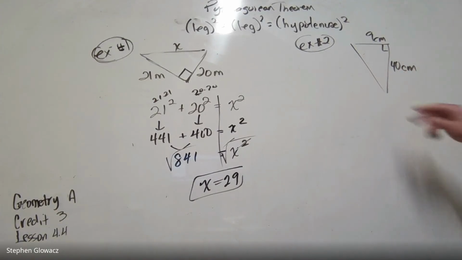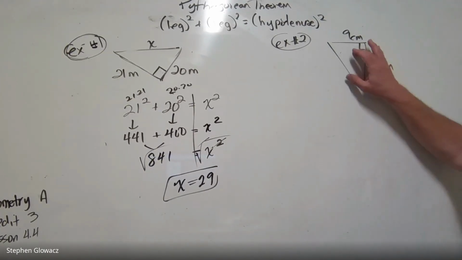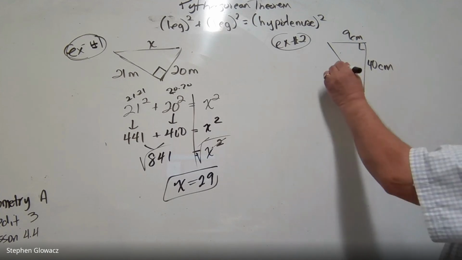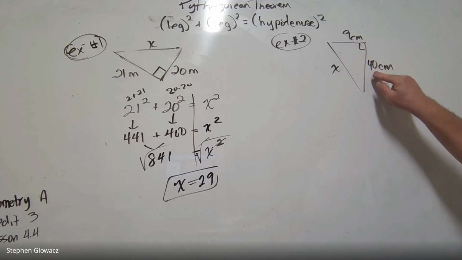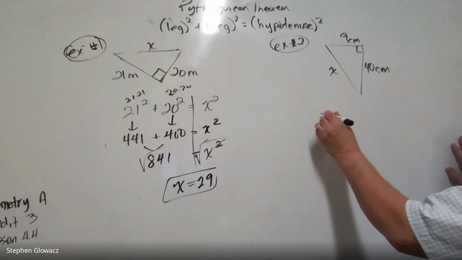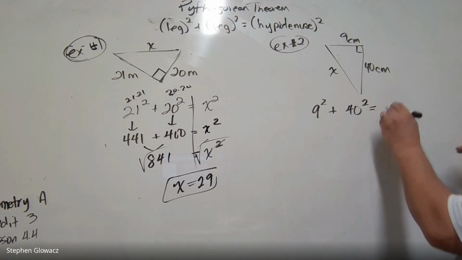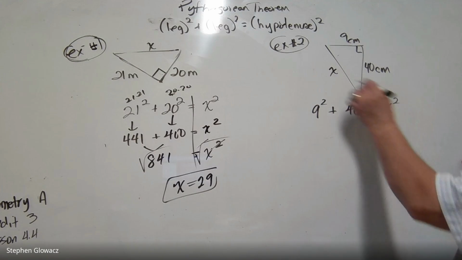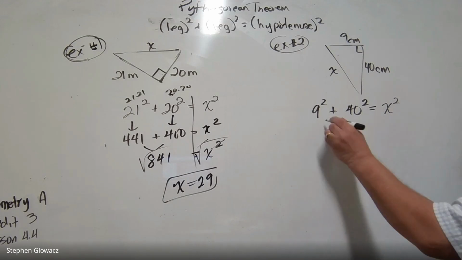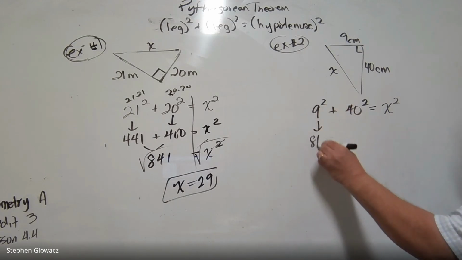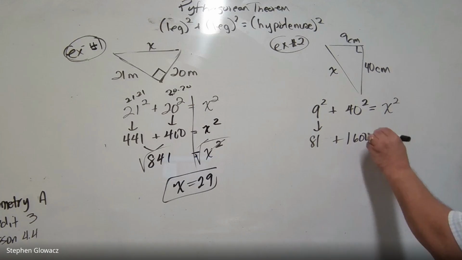All right, let's take a look at another example. Very similar. Just we have the triangle oriented differently here. So we have the two legs given once again are lengths of 9 centimeters and 40 centimeters. And so we'll set it up the same way. 9 squared plus 40 squared equals a hypotenuse, which once again we're representing with x squared. 9 squared, 9 times 9 is 81. 40 squared, 40 times 40 is 1,600.